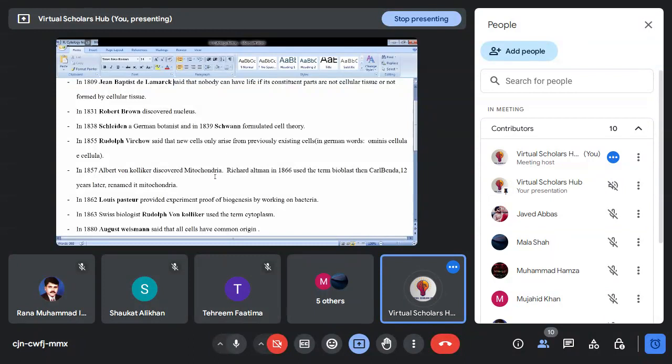Then in 1857, Albert von Kolliker discovered mitochondria. This was the discovery of mitochondria, the powerhouse of the cell. Richard Altmann in 1866 used the term bioblast for mitochondria.